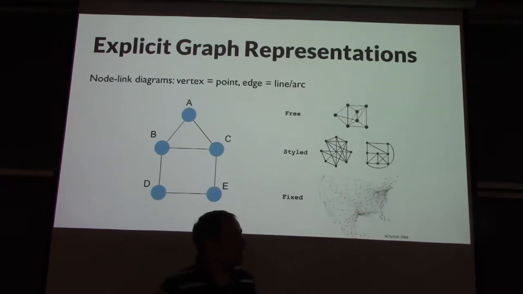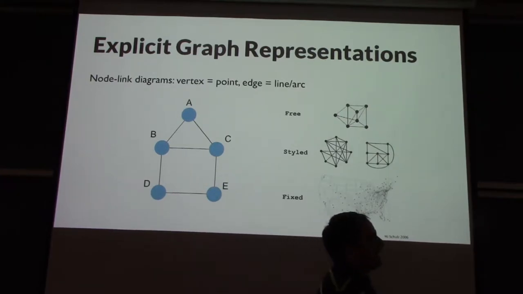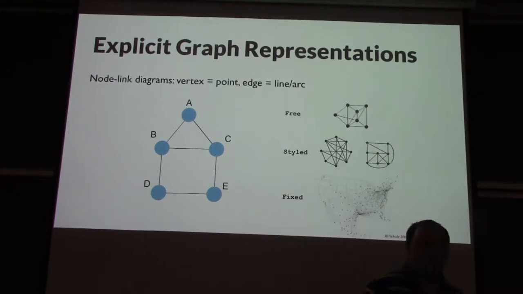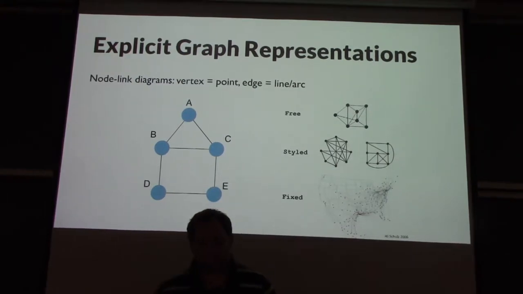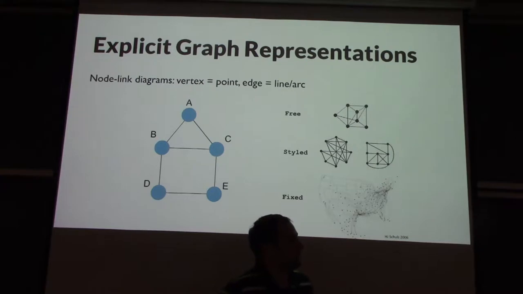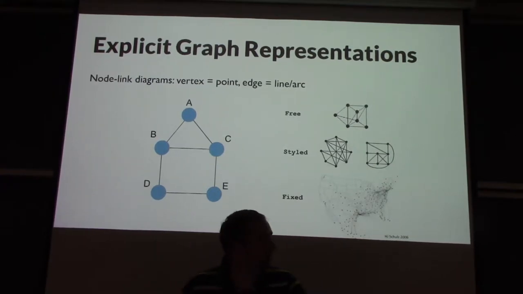And we have these conflicting layout criteria. We don't want edge crossings. We don't want different edge lengths between nodes. We don't want edges overlapping with nodes, and so on. So we can try to optimize a layout to find a good solution, though we probably won't be able to find an ideal one.